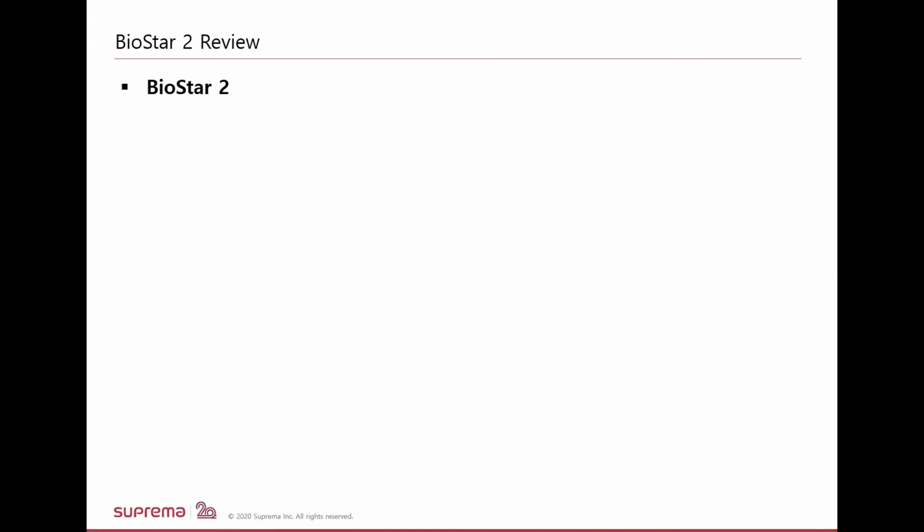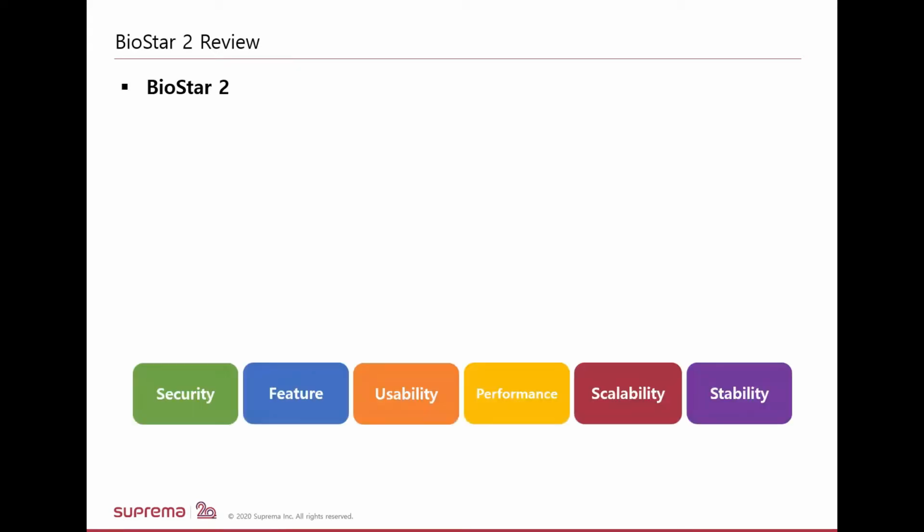So if you go through BioStar 2, the upcoming features, first I would like to review what we have done for the past couple of months. We have six types of items that we focus on: security, feature, usability, performance, scalability, and stability. I think every software company will be targeting to make these better. I'm just bringing this up because it will show you the new features or already implemented features and which category they fall into.